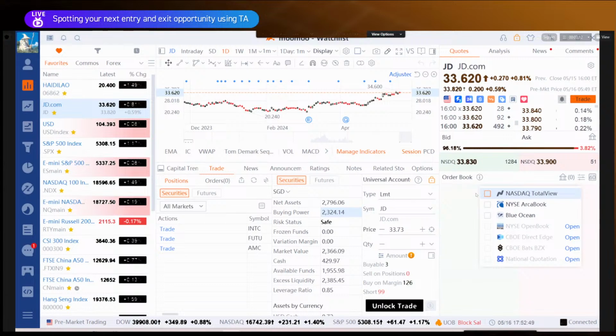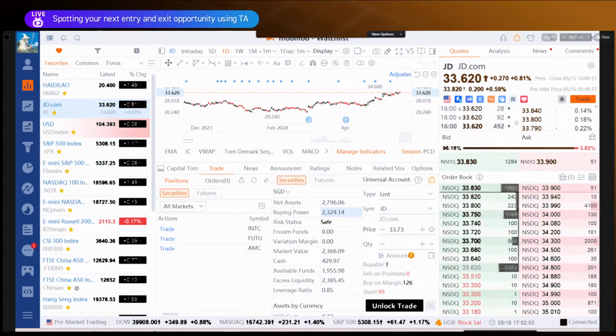You see when I toggle it, the entire Nasdaq TotalView data is brought up. Interestingly, another thing that you want to note is that you should always select aggregate by price.